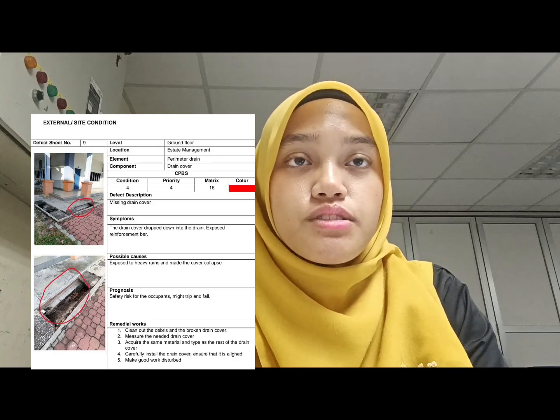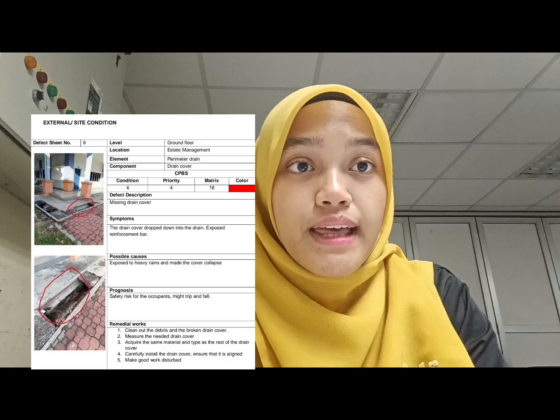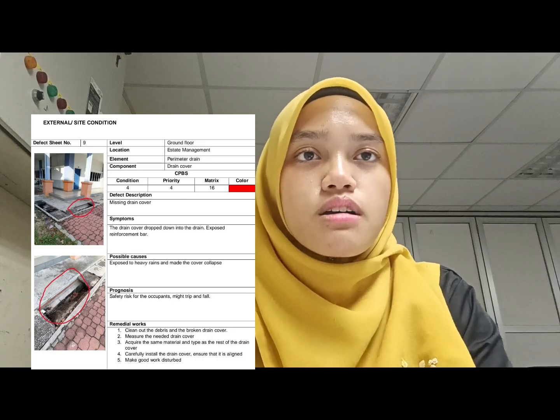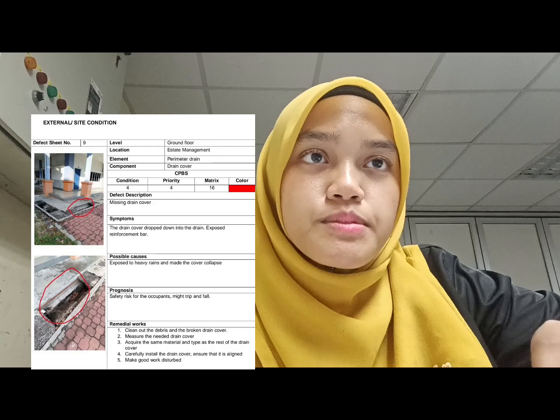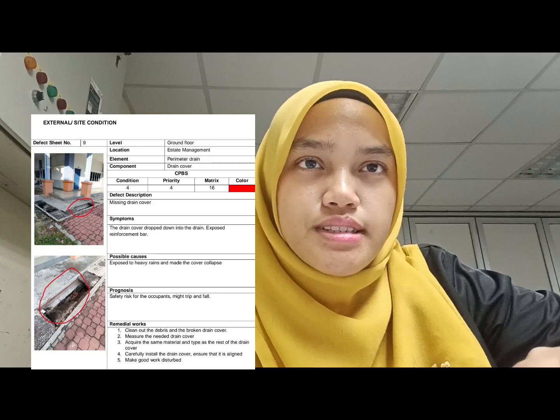The symptom is the drain cover dropped down into an exposed reinforcement bar. The possible causes is exposed to heavy rains and made the cover collapse. And the prognosis is safety risk for occupants, they might trip and fall.